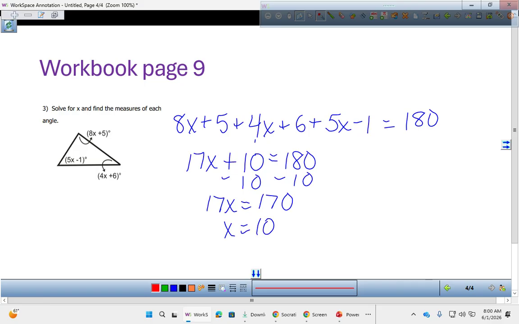The question says solve for x and find the measure of each angle. So from here, I need to plug 10 into the equations. And so this angle would be 46 degrees. 5 times 10 minus 1. This one would be 50 minus 1, 49 degrees. 8 times 10 plus 5. This angle would be 85 degrees.